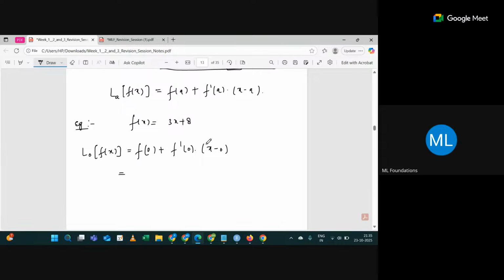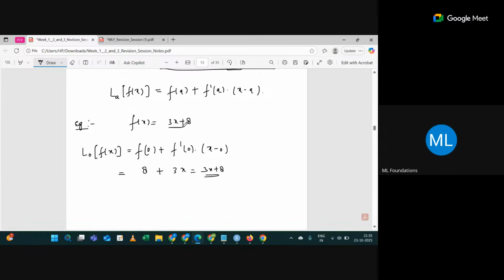What is f of 0? It is the function value at x equals 0, which is 8. What is f dash 0? It is 3. So 3 times x, you get 3x plus 8.